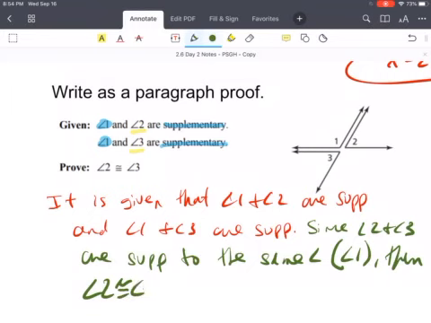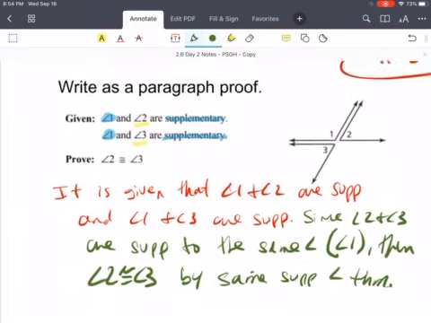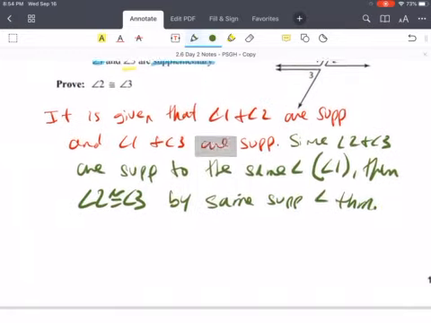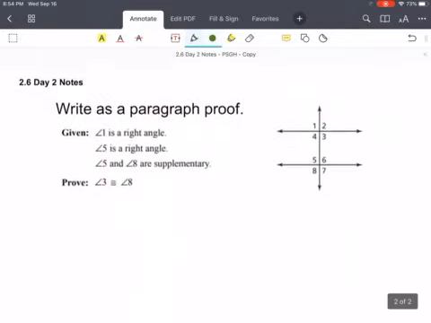Angle 2 is congruent to angle 3 by the same supplementary angle theorem. So I'm just writing things out and then again stating my final conclusion. Again, basically adding sentences to all this. I still need to state my givens, still need to go to how I'm proving what I am proving.